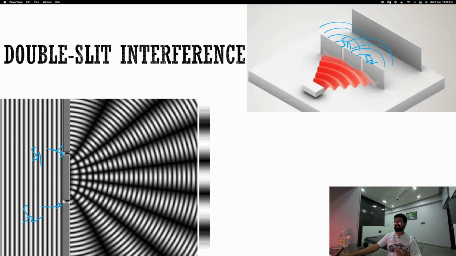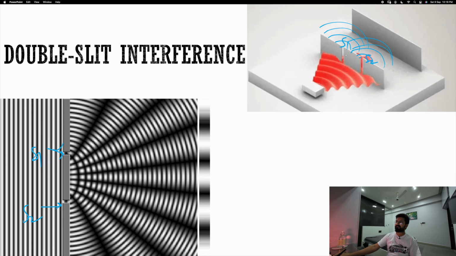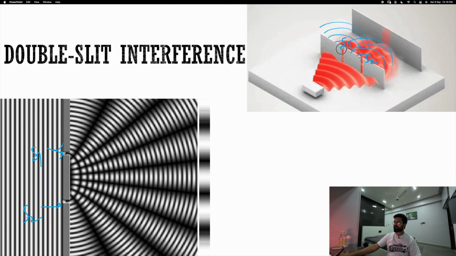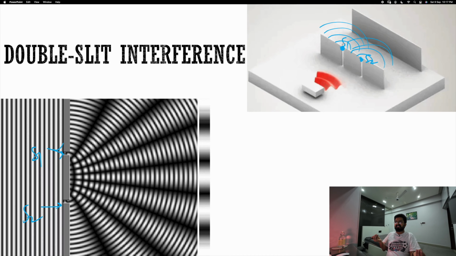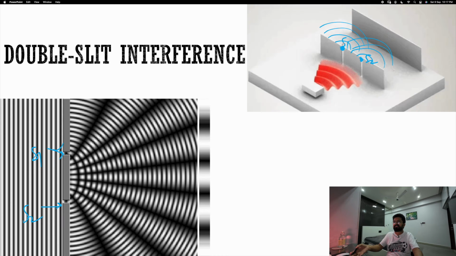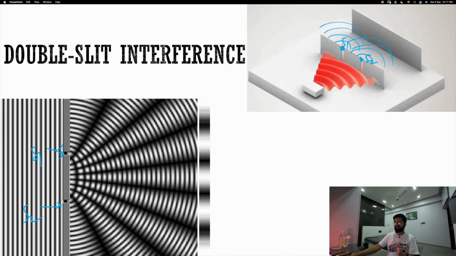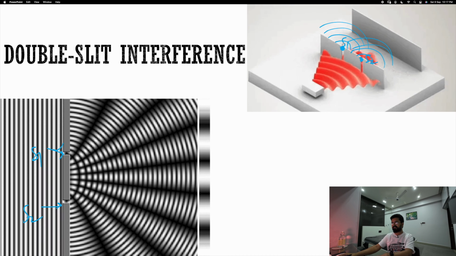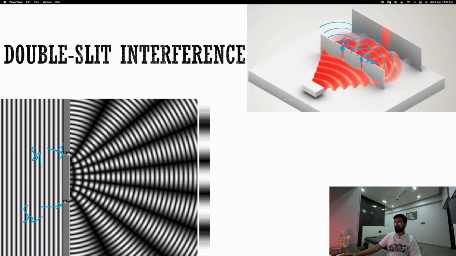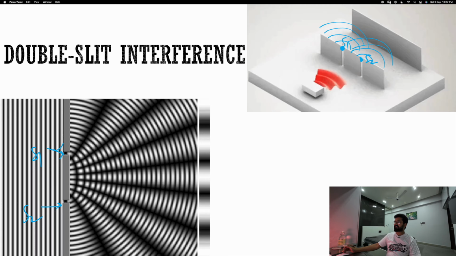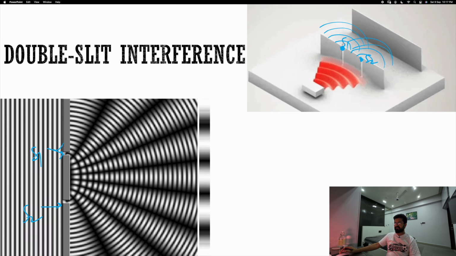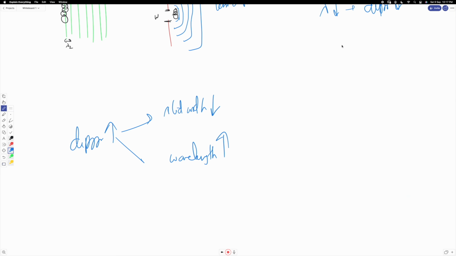So basically double slit interference is double source interference only, because slits S1 and S2 are two slits acting as two sources, right? So that's what I said. If you understood the concept of double source interference, it's easier for you to understand double slit interference. Okay, now let me take you through a simulation once.